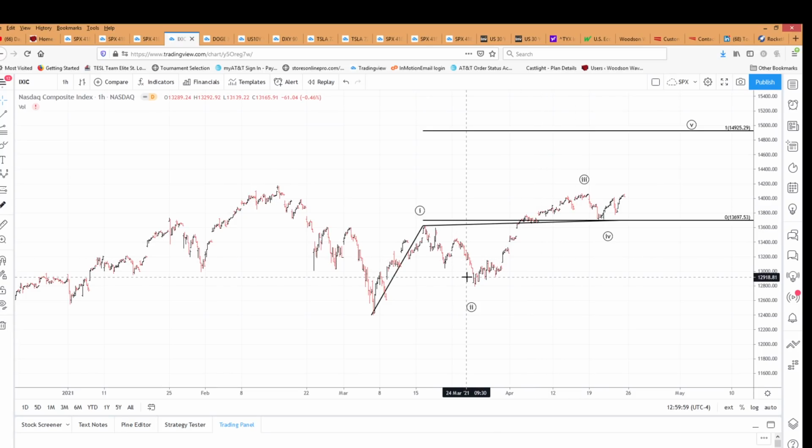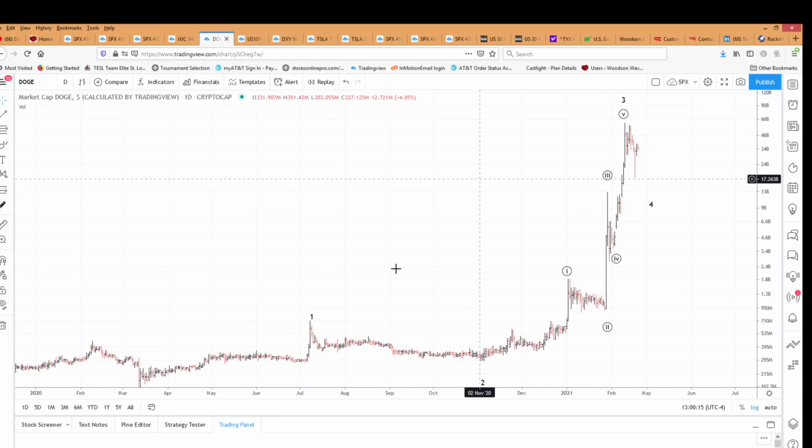14,925. Okay, so if the S&P is going up to new highs for 2 or 3 days, maybe the NASDAQ will catch up. It's still lagging. Okay, there's our parameters for that. Let's move on to Dogecoin.